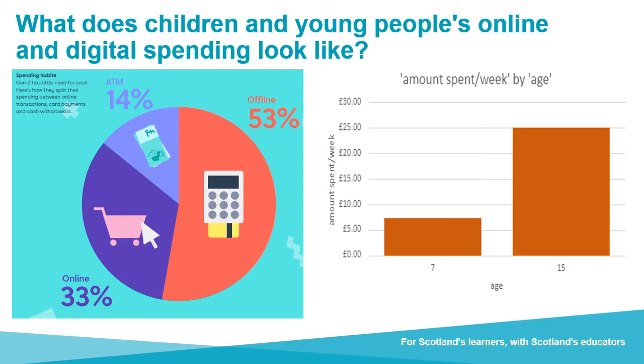So when we have a look at children and young people's online and digital spending, we see it's just over 30% is done online, and that's higher than it is for adults. So for adults, about 20%. But again, you probably spend money on housing and transport costs that come straight out of your bank. It's not spent on shopping as such, and that may account for why adults spend less of their money online than children and young people.